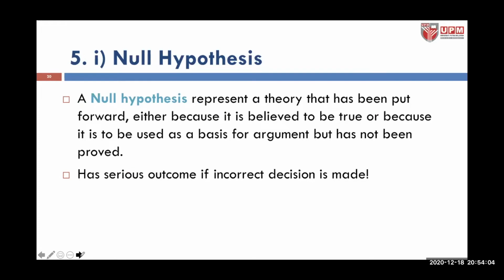What is null hypothesis? A null hypothesis represents a theory that has been put forward either because it is believed to be true or because it is to be used as a basis for argument, but has not been proved. So it has serious outcome if an incorrect decision is made. If the null hypothesis is wrong, you will have a serious outcome. Maybe the whole thing will collapse in terms of the research.